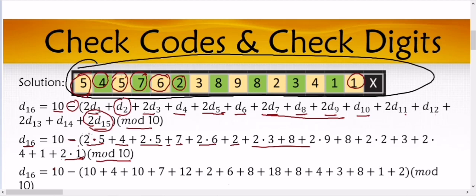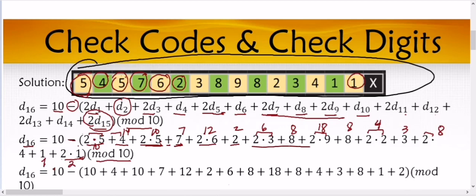So, meron tayong 2 times 5. Meron tayong 10. Tama? Then, plus 4. That is 14. Then ito 2 times 5 ulit, 10. Then ito 7 plus 7. 2 times 6 is 12. Plus 2. 2 times 3 is 6. Then plus 8, copy. 2 times 9 is 18. Then plus 8. Then 2 times 2 is 4. And then copy in 3. Then 2 times 4 ulit, that is 8. And then plus 1, then 2 times 1 is 2.